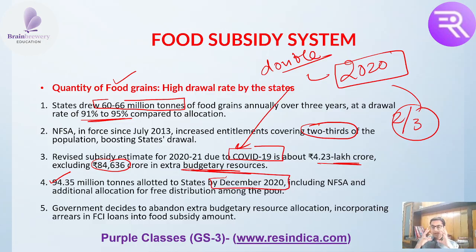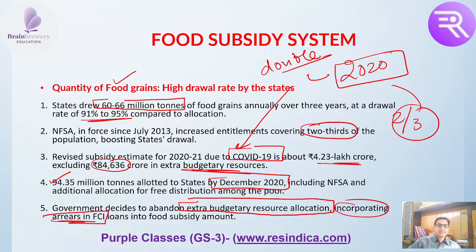Okay, so the government said that it will be abandoning the policy of extra budgetary resources. That means if extra resources are required, you should not go and buy them by providing extra resources, but we have to incorporate the arrears. We should utilize the arrears in FCI loans into the food subsidy amount. The government wanted to abandon extra budgetary resources and manage from whatever resources are available, in order to reduce the amount of loan taken by the FCI.